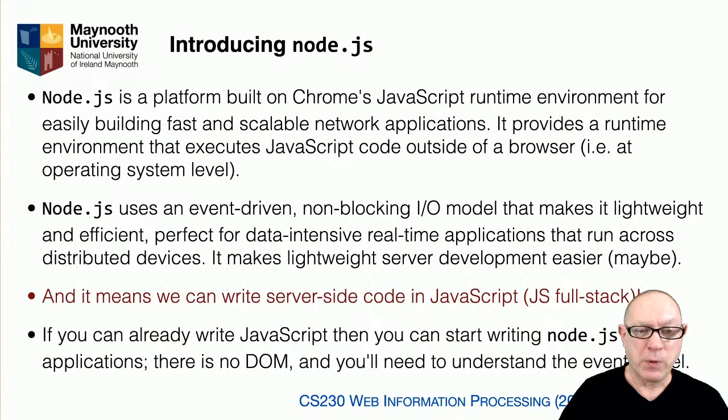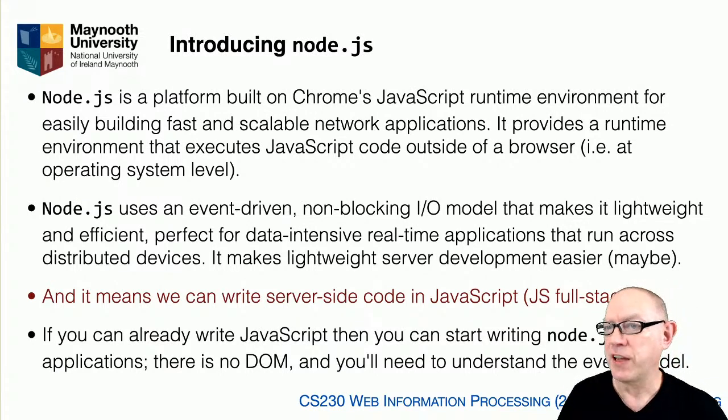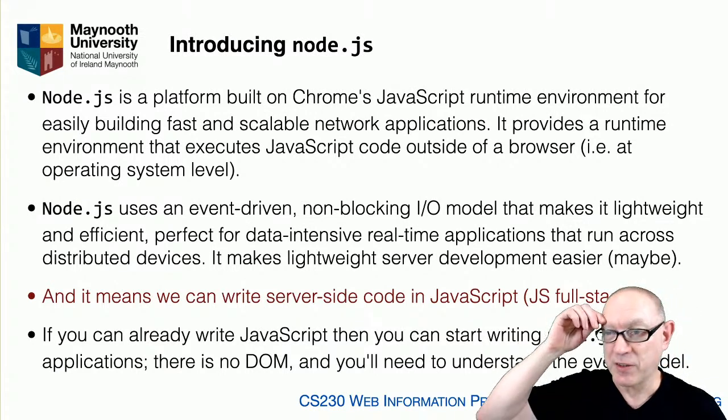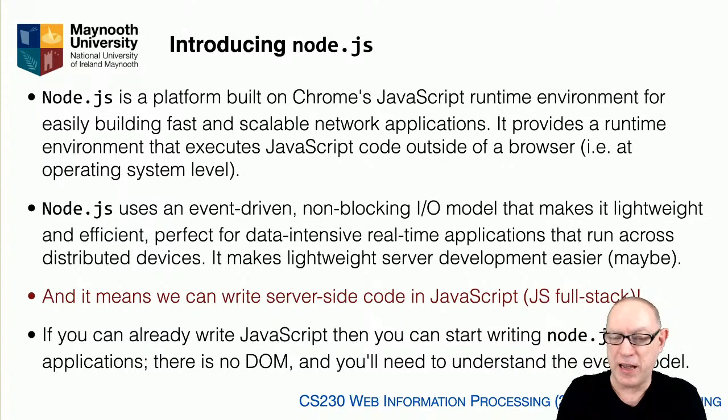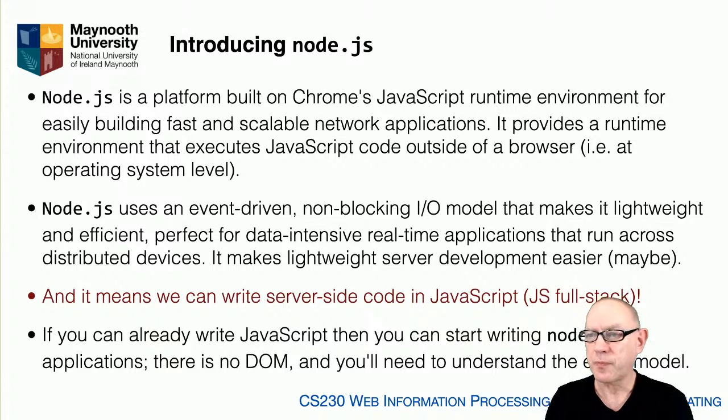So what I want to do now is really show you about Node.js. I'll kill the processes in a bit. I don't know why it's not doing it for me. But we'll use Node.js, which is this JavaScript server. It's a platform that's built on Chrome's JavaScript runtime environment for easily building fast, scalable network applications. It provides a runtime environment that executes JavaScript outside of the browser, in other words, at the OS.